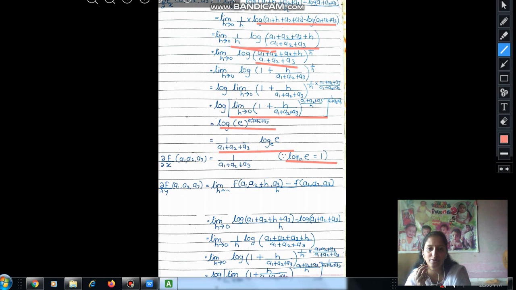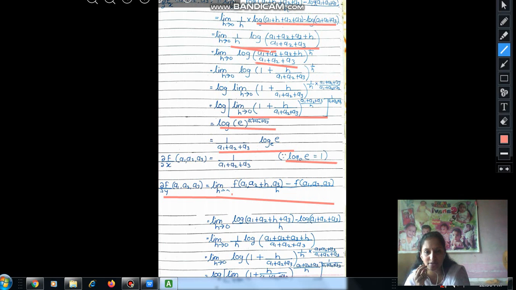Okay, I am going to give you also dou f by dou y. Now look at this, dou f by dou y. Now we have to calculate the y coordinate derivative, so we are adding h in the second coordinate. That means limit h tends to 0, f of a1, a2 plus h, a3 minus f of a1 a2 a3 upon h. Our function is the same, f of xyz is equal to log of x plus y plus z.